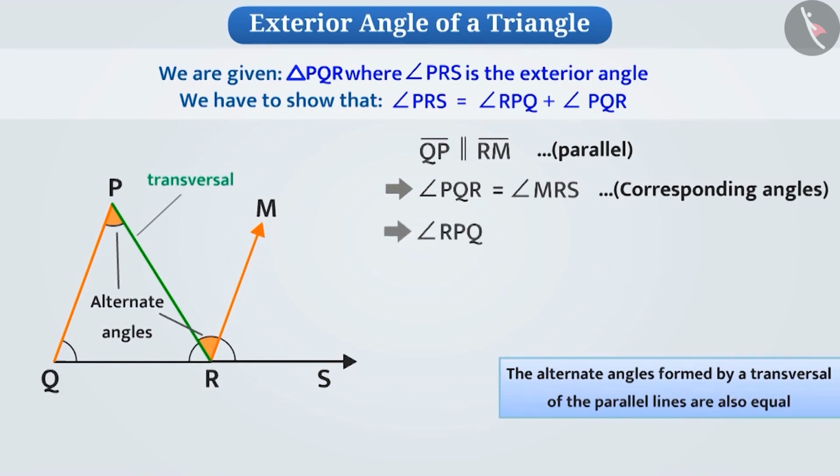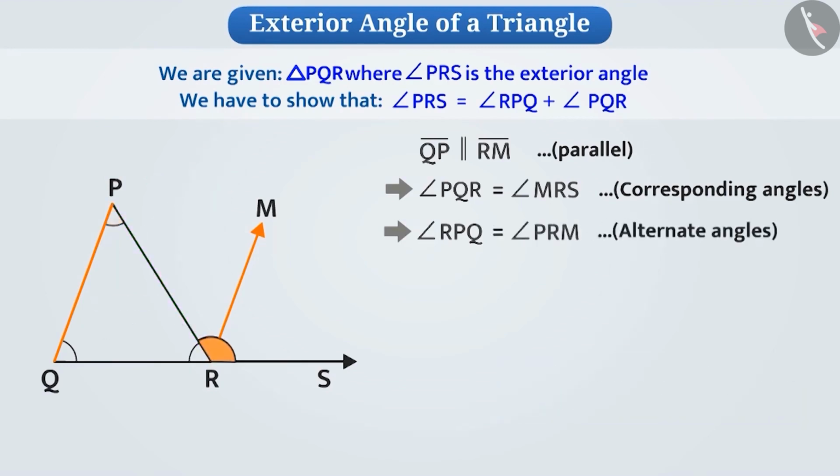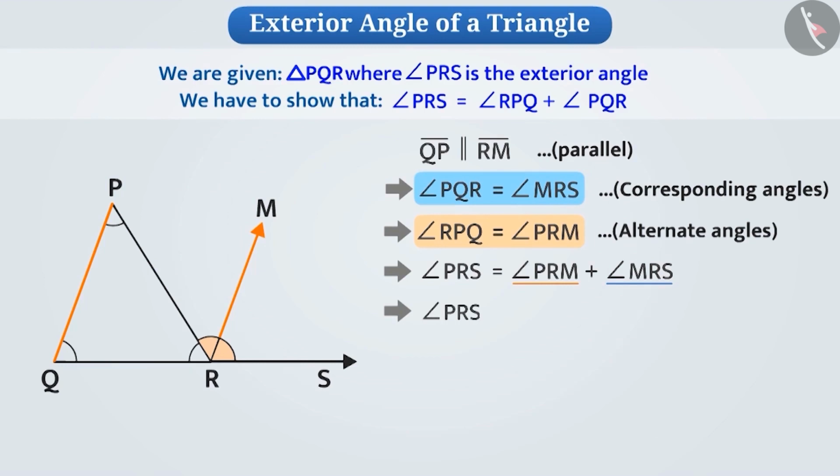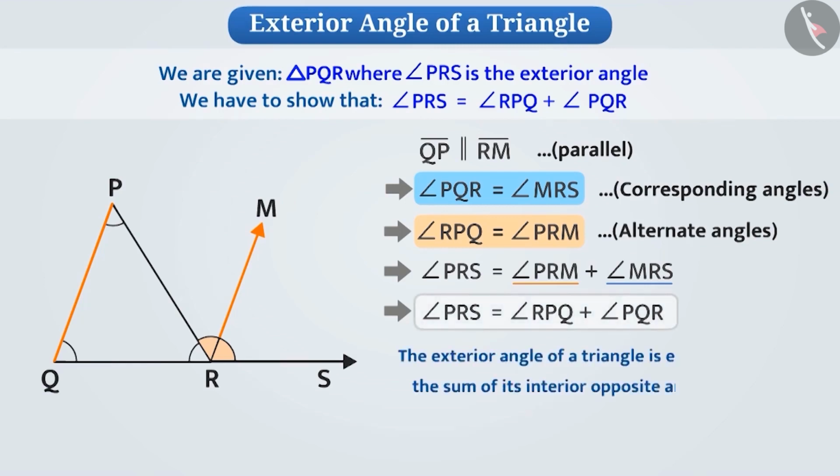If we talk about angle PRS, its measure is the sum of the measure of angle PRM and angle MRS, which we can write as angle PRS is equal to angle PRM plus angle MRS. If we replace angle PRM with angle RPQ and angle MRS with angle PQR, we get angle PRS is equal to angle RPQ plus angle PQR. This verifies the fact that the exterior angle of a triangle is equal to the sum of its interior opposite angles.